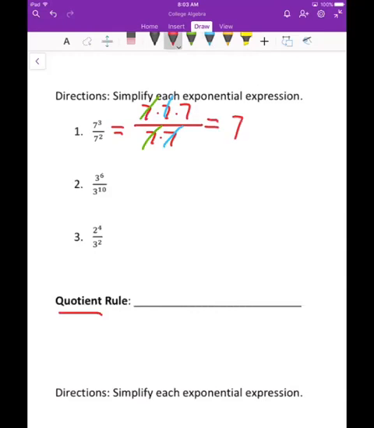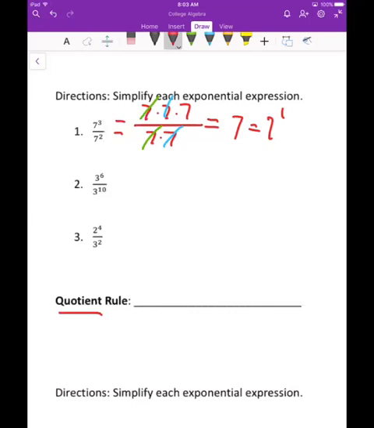Now, if I'm looking for what rule just happened, think about that. 7 by itself is the same thing as 7 to the first power. So we took the 3 7s on the top and subtracted the 2 7s from the bottom to become 7 to the first. So if we follow that same rule to simplify this next expression, notice it's very important that we took 3 minus 2, right? The 3 on the top minus the 2 on the bottom.